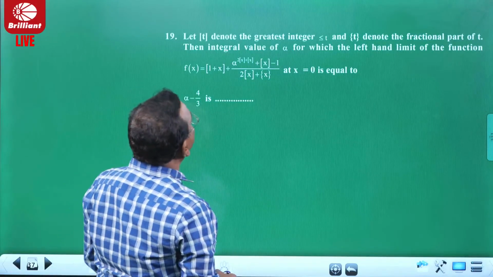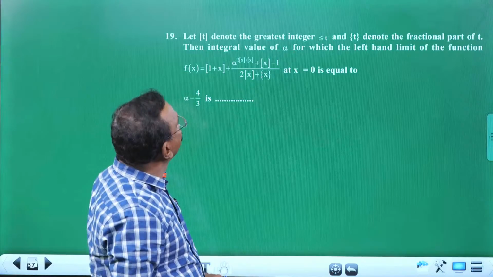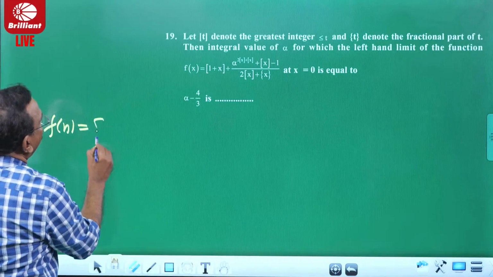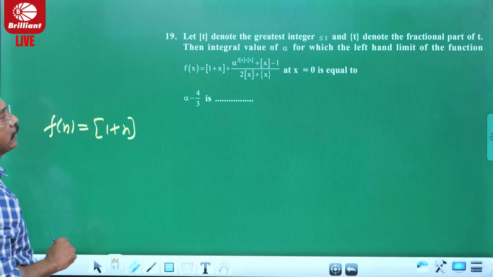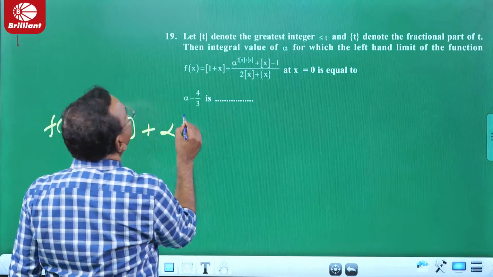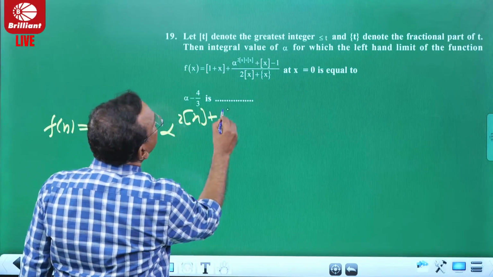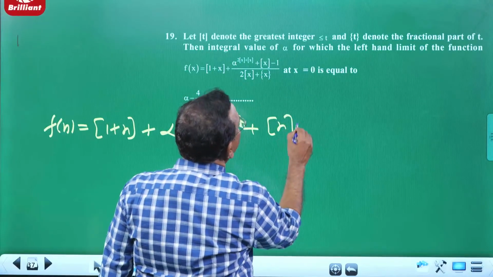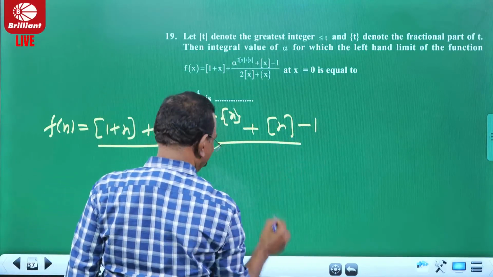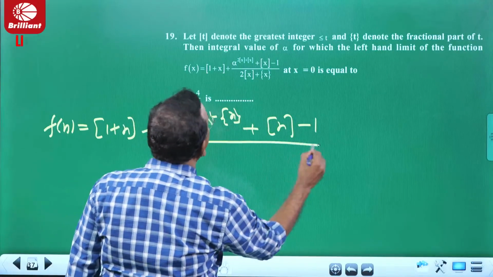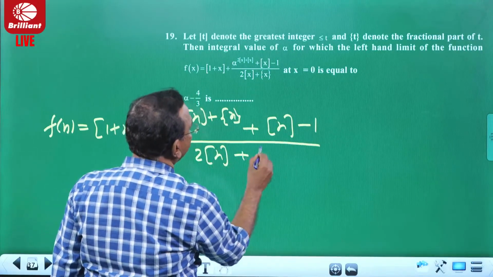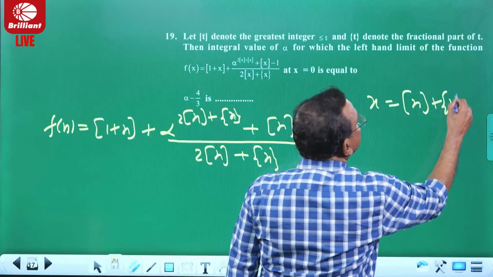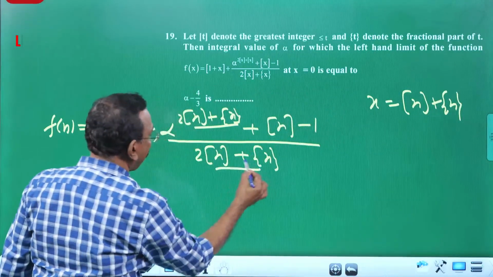Now come to question number 19. It is actually a limit problem. Here I shall write down f of x clearly: f of x is 1 plus the greatest integer of (1 plus x), plus alpha raised to the greatest integer of x plus the fractional part of x plus the integer part of x minus 1, with the division only on the second term, by the integer part of x plus the fractional part of x. It is simple: x is equal to the integer part of x plus the fractional part of x, so we can replace these two terms by that condition.